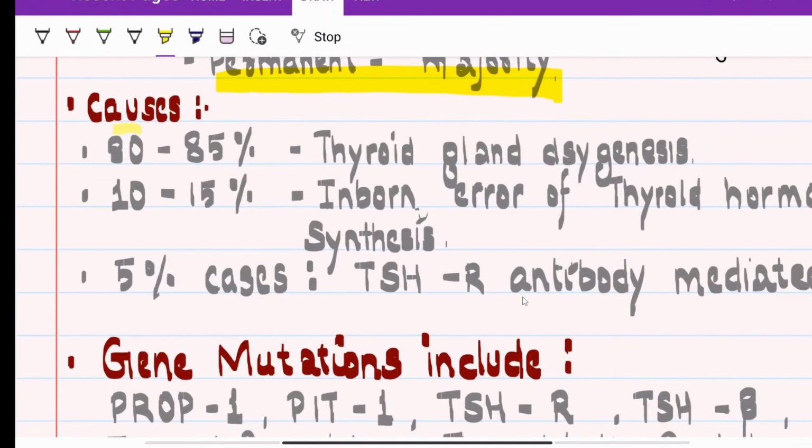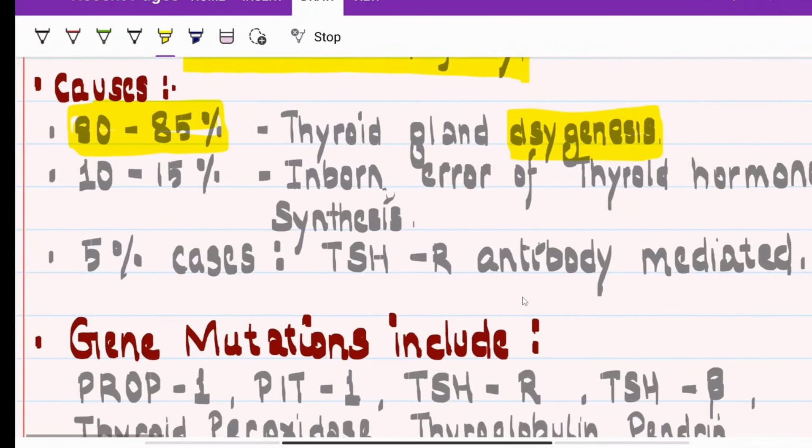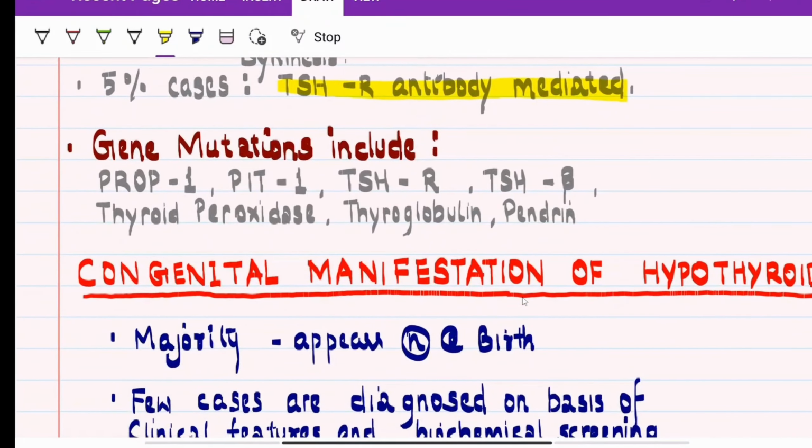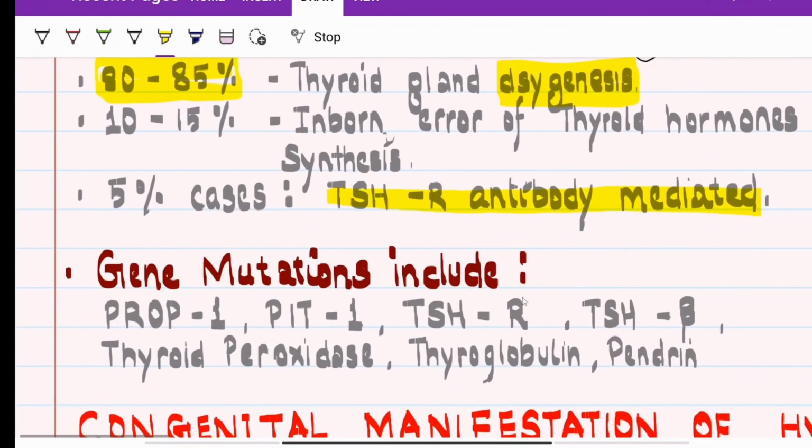Next, the causes of congenital hypothyroidism. In the majority of cases, 80 to 85%, the problem is that the thyroid gland itself is not formed; it's dysgenesis of the thyroid gland. Only in 10 to 15% is there an inborn error of thyroid hormone synthesis. In 5% of cases, it is TSH receptor antibody mediated. So the most common is dysgenesis. Certain gene mutations have also been identified, like PROP1, PIT1, TSHR, TSH beta, thyroid peroxidase, thyroglobulin, pendrin.